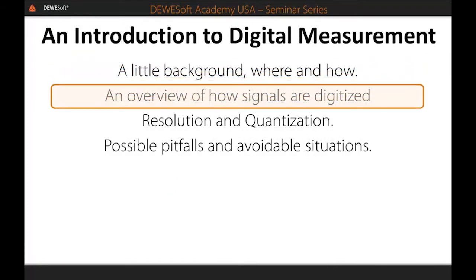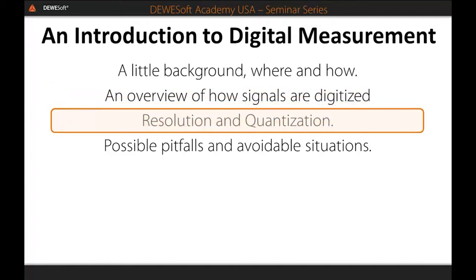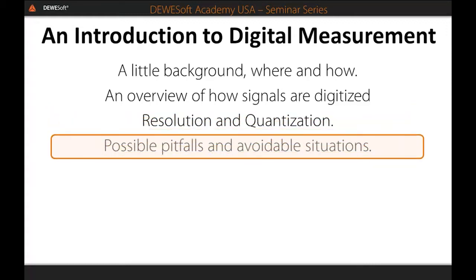Then we will look at how the systems that we use today take the responses from our sensors and convert them into digital representations of what they're measuring. The next subject addresses resolution as well as measurement range relationships and the process of quantization. And finally, we will review a couple of the most common pitfalls and issues that are associated with using digital measurement systems.